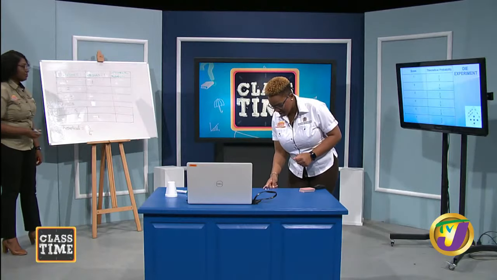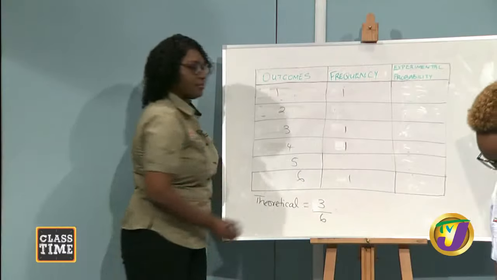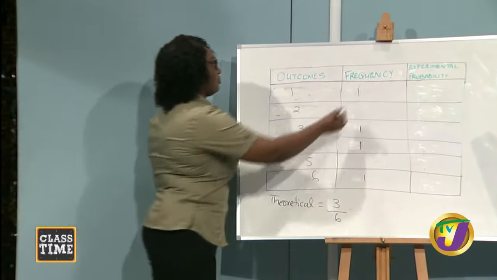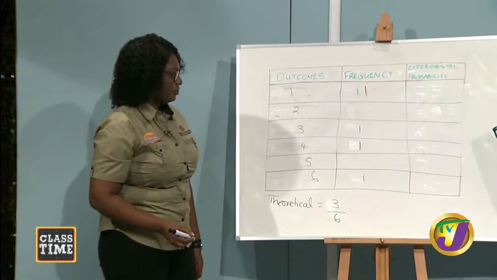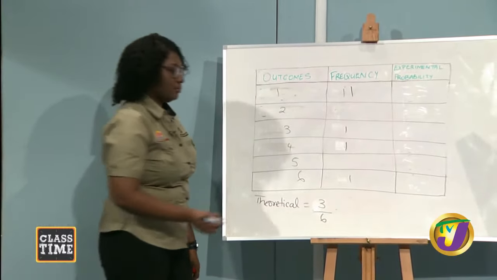Woo! Three. Four. One. How many is that? Five. One more. Six.